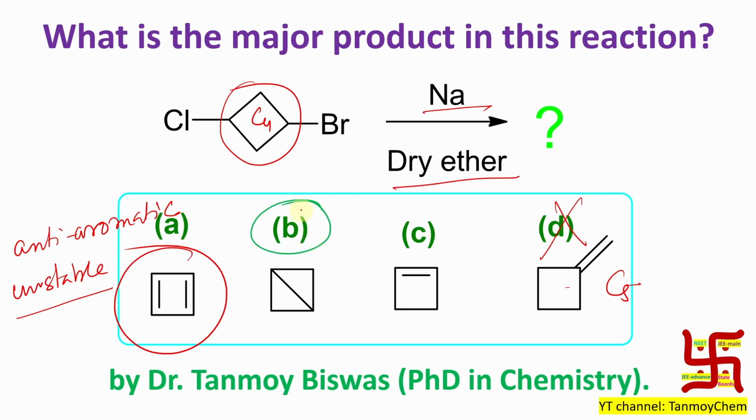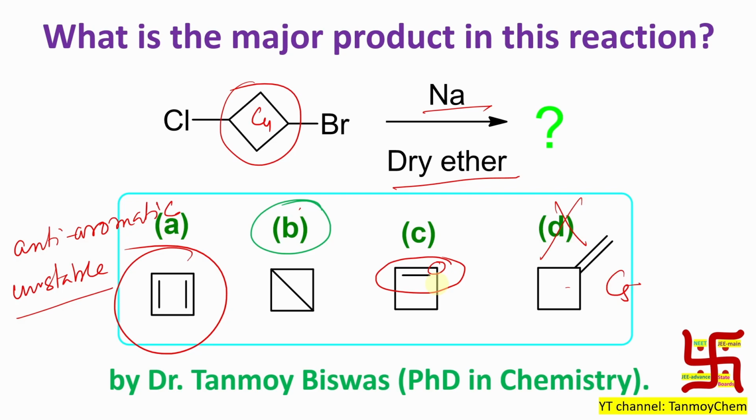So now the question is option B versus option C. This is also not, student, very stable because of the 4-member ring. This is an sp2 carbon atom. The bond angle should be nearly 120 degrees ideally, with sp2 hybridization, but what is the bond angle? Nearly 90 degrees. So it has a significant ring strain.